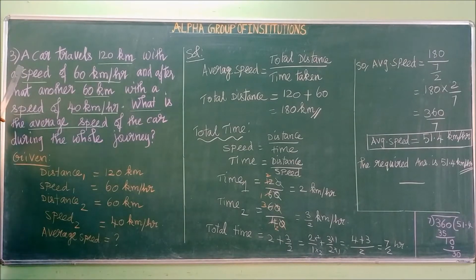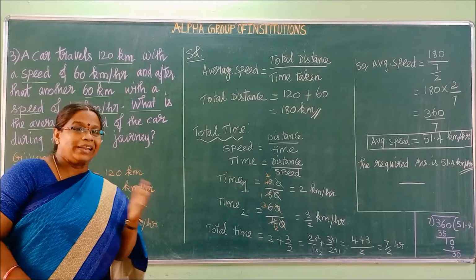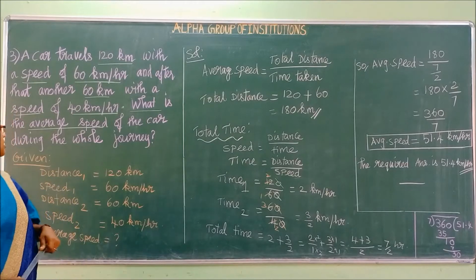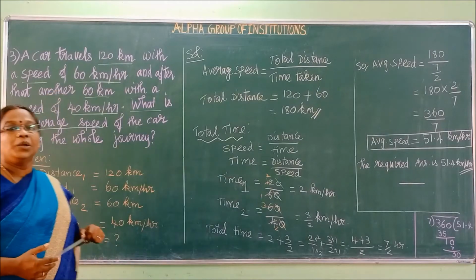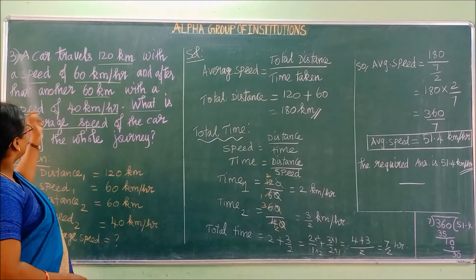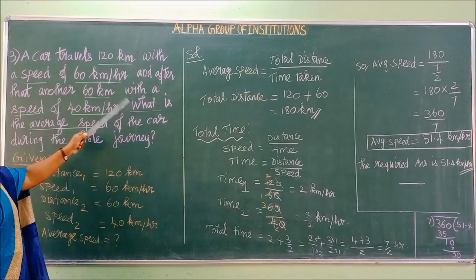Now third sum is, student, a car travels 120 km with a speed of 60 km per hour, and after that another 60 km with a speed of 40 km per hour. What is the average speed of the car during the whole journey? So underline the key terms now. Now you understand the sum. Car travels in a different speed in different time intervals. First it is traveling with a speed of 60 km per hour. In that speed it is traveling for 120 km. At what speed? 60 km per hour. Now another, what is that next one? And after that another 60 km speed. At what speed?